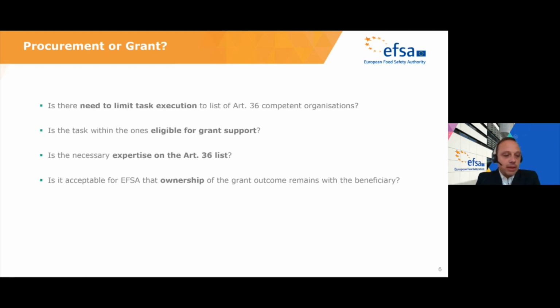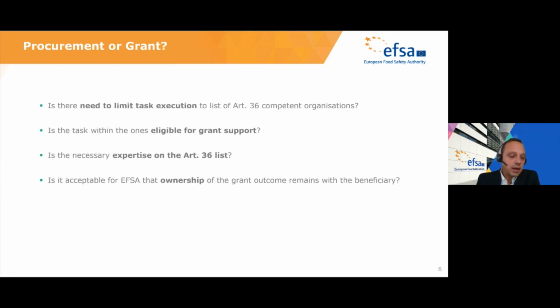Let's look at how EFSA goes about deciding whether to launch a procurement or a grant procedure. What are the factors that EFSA takes into consideration when deciding to launch a procedure to source scientific services needed? Well, there are a number of questions, a number of considerations that are taken into account during an internal discussion. You can see here a number of those questions.